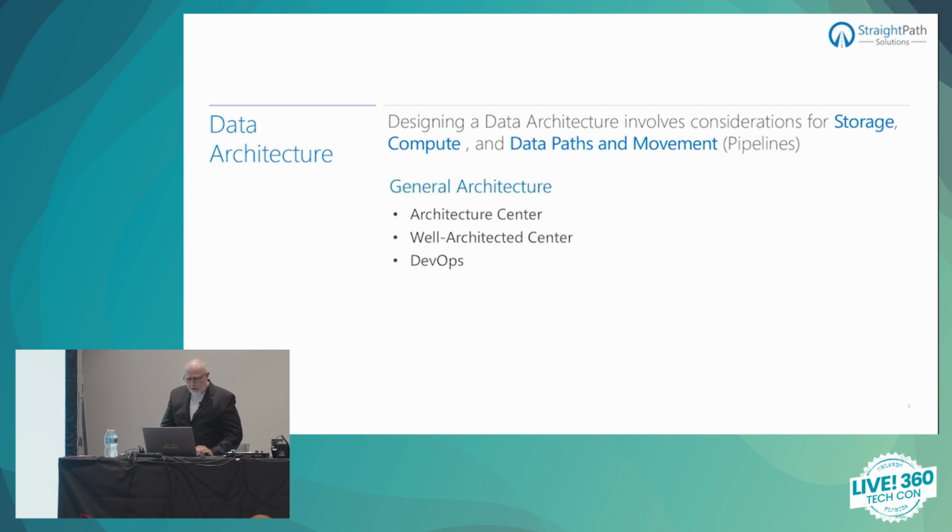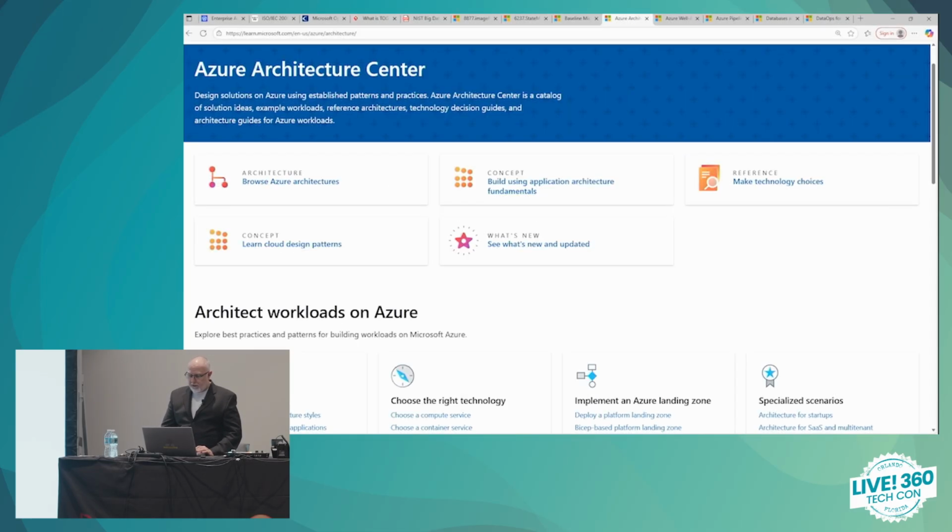So here's the general architecture. I'm going to show you the Architecture Center, the Well-Architected Center, and DevOps. For your patching and so on, it's the DevOps. All right, I'm going to have to turn over here. This is the Azure Architecture Center. I'll give you this link. There's one for IBM, there's one for Google, there's one for Amazon. I'm just using this one, okay?